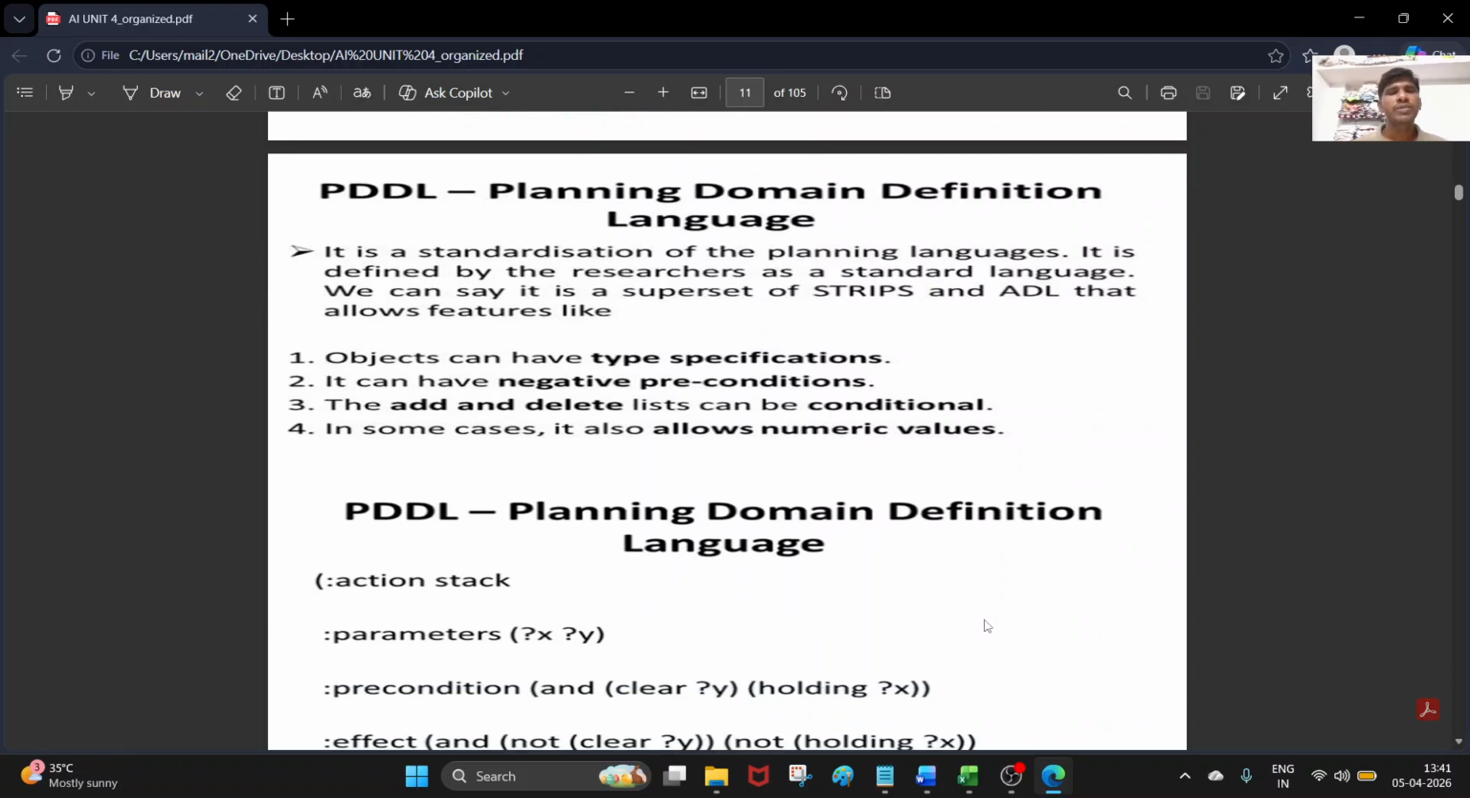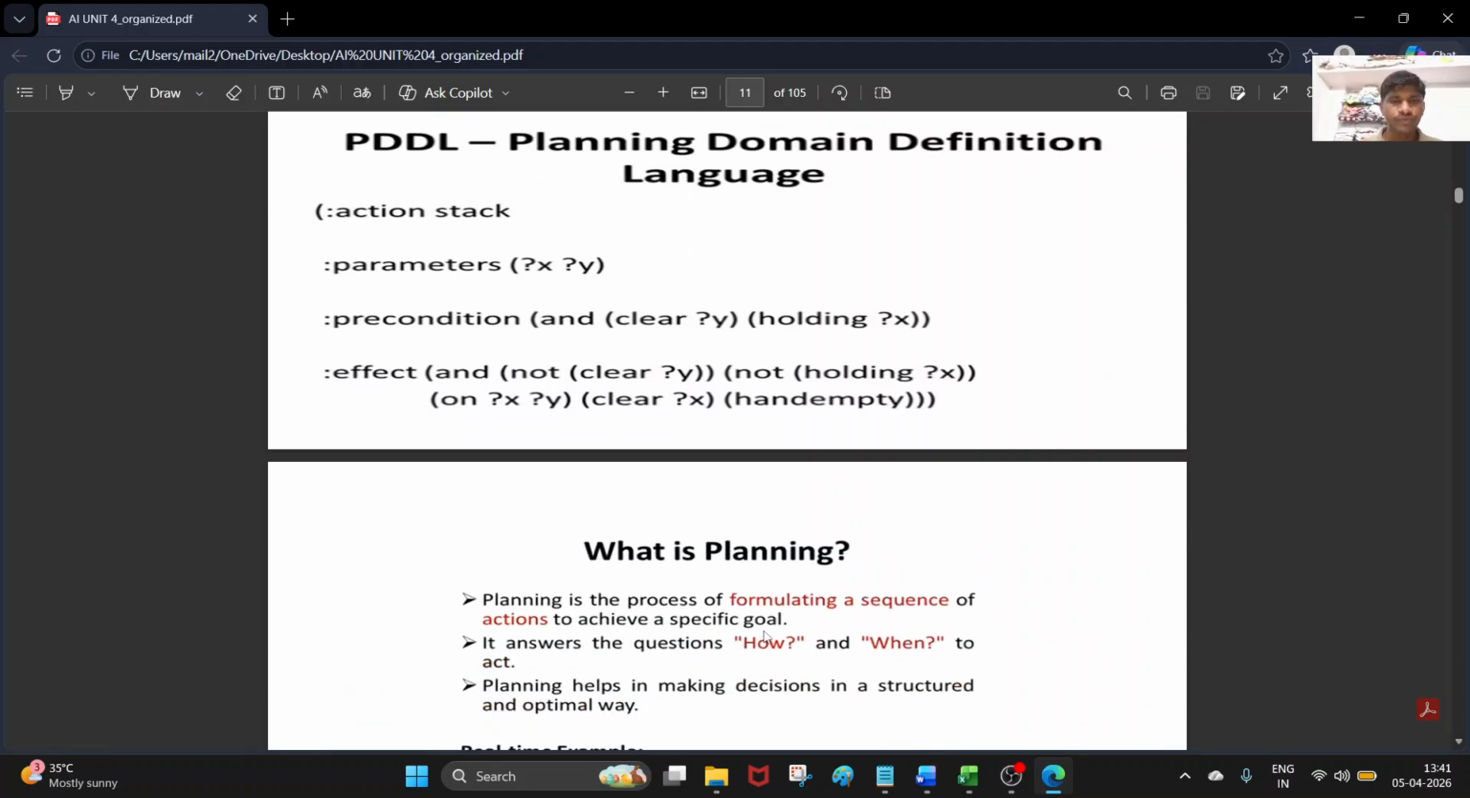PDDL is the planning domain definition language. It is a standardization of planning languages, defined by researchers as a standard language. It is a superset of STRIPS and ADL that allows features like type specification and negative preconditions. The add and delete lists can be conditional, and in some cases it allows numerics also.